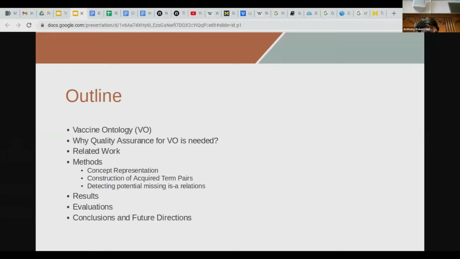So for the outline of my talk, I want to give a brief introduction of the vaccine ontology, although I think that is not really necessary since we have the vaccine guru himself here. Go a little bit into why quality assurance for the vaccine ontology is required, what related work has already been done in quality assurance for ontologies, and dive a little bit into the methods of how we represented our concepts, how we constructed our acquired term pairs, and how we leverage acquired term pairs to identify potential missing ISA relations. Then we'll look into the results, how we evaluated them, and look into the future directions.